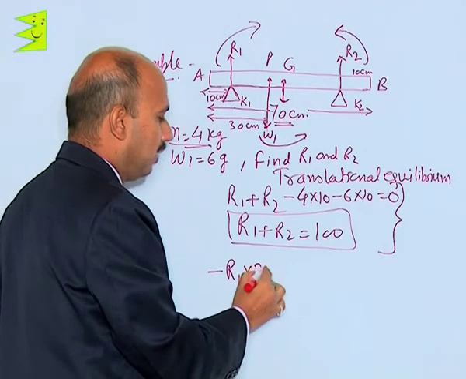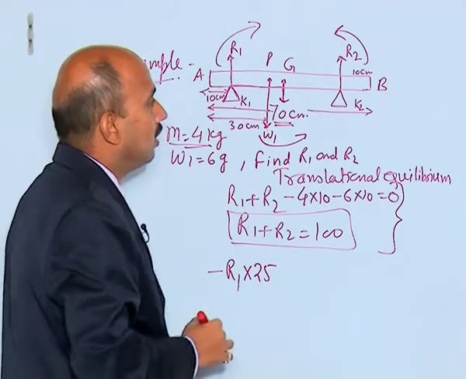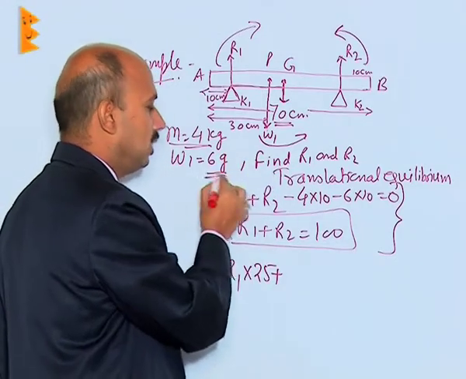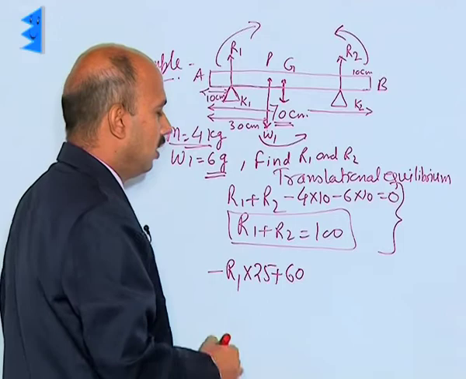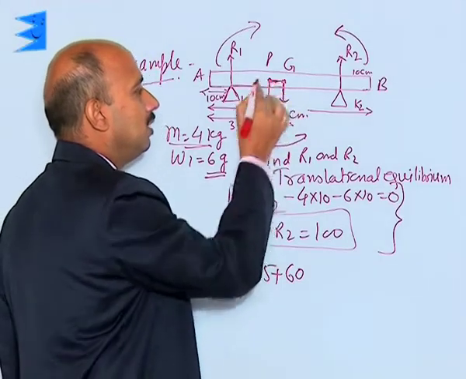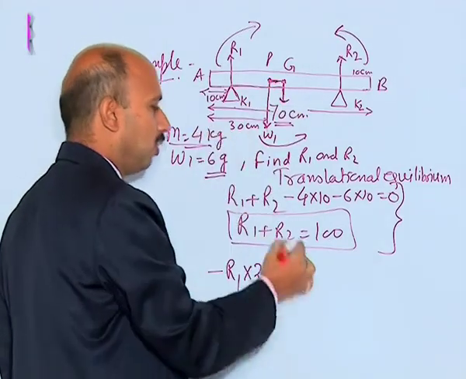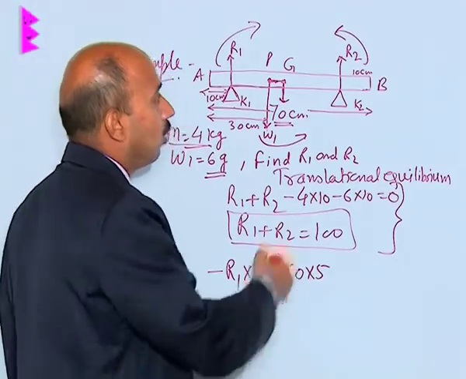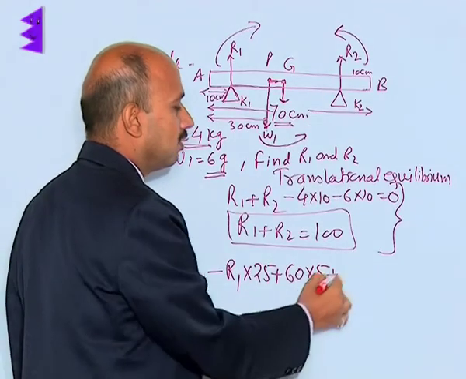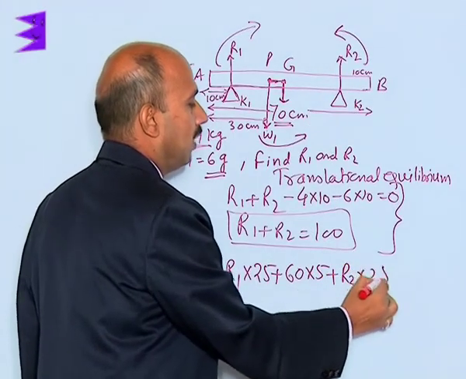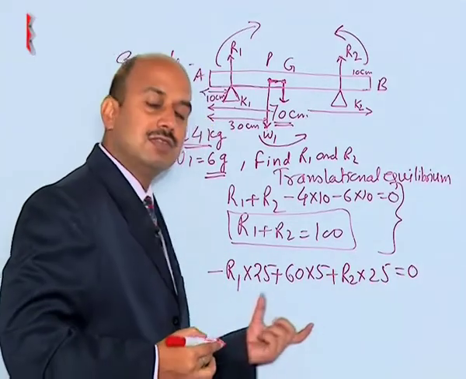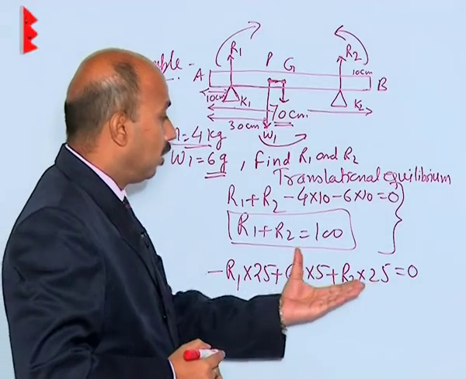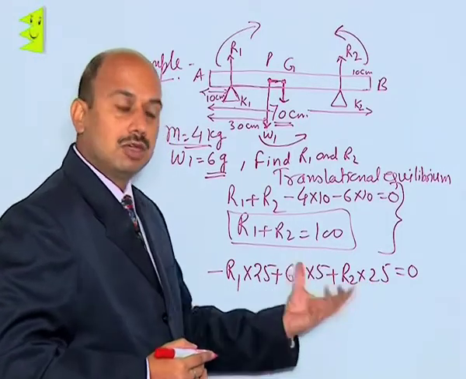So we can write 25, and then torque due to this W1. So plus W1, that is 6 into g, so that is actually 60 into, this is a 5 centimeter distance because this is 30 centimeter from end A. So this is 5. Then we can write torque due to R2, that is plus R2 into 25 is equal to 0. I have taken all these distances in centimeters. So now the total torque is 0, so that is in rotational equilibrium.